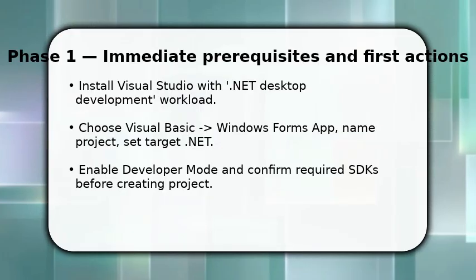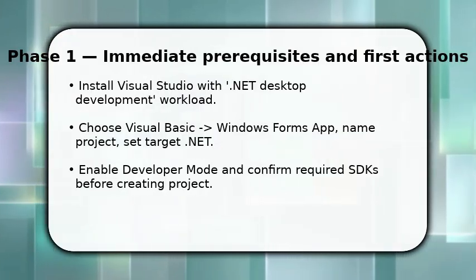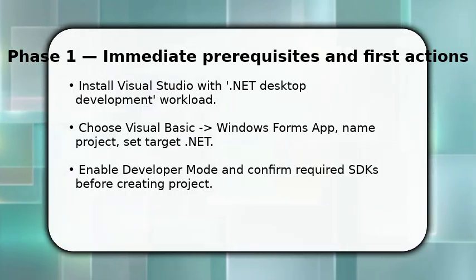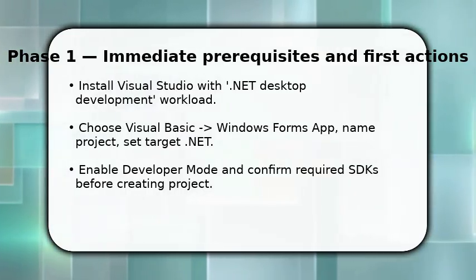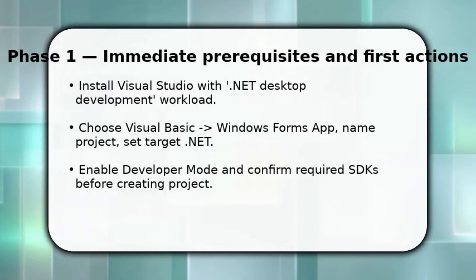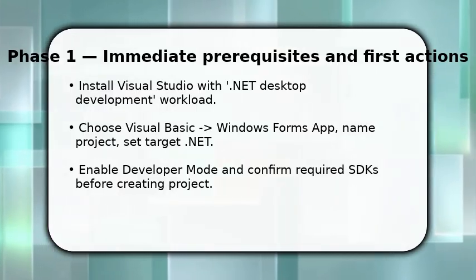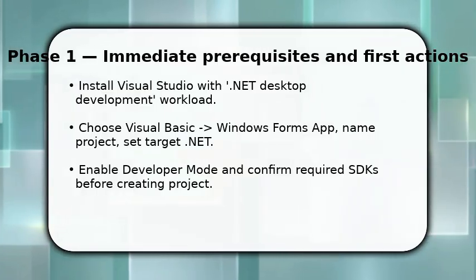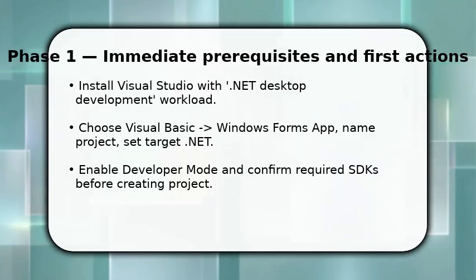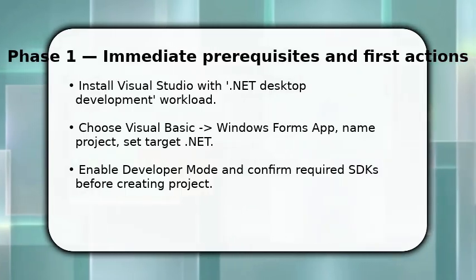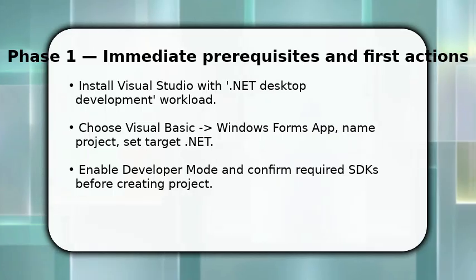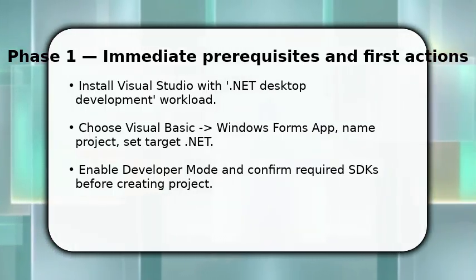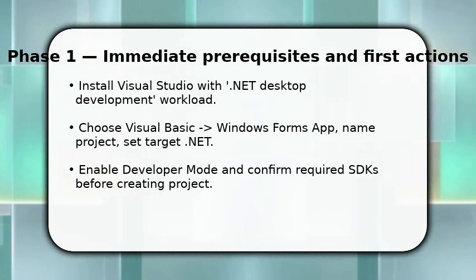You begin by verifying prerequisites and starting a project now. Install Visual Studio with the .NET desktop development workload. Once done, pick Visual Basic and create a Windows Forms app. Make sure to name the project and set the target .NET version because consistent targets avoid runtime mismatch. You will see Solution Explorer and Form Designer immediately. From here, focus on a single form and an initial control to validate the toolchain and confirm builds succeed.